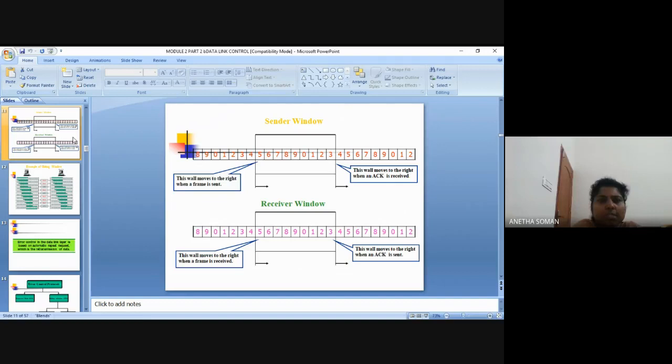The wall moves towards the right when a frame is sent, and this wall moves towards the right when an acknowledgement is received. That is happening in the sender window. Similarly, at the receiver window, the wall moves towards the right when the frame is received, and the wall moves towards the right when an acknowledgement is sent. Okay, understood the concept of sliding window. Sliding window means it slides whenever you are receiving the data or whenever the data has gone out of the window. Okay, understood? What is flow control?